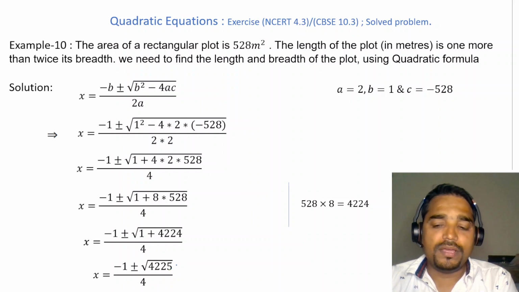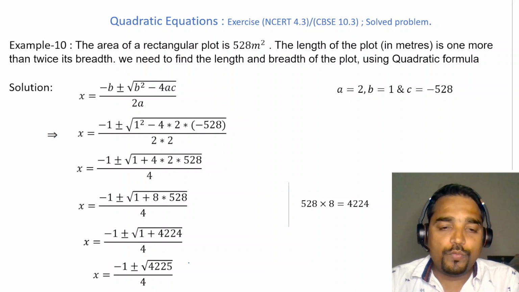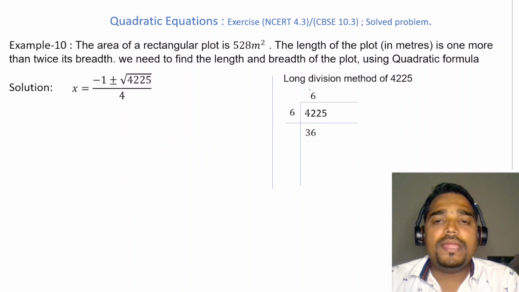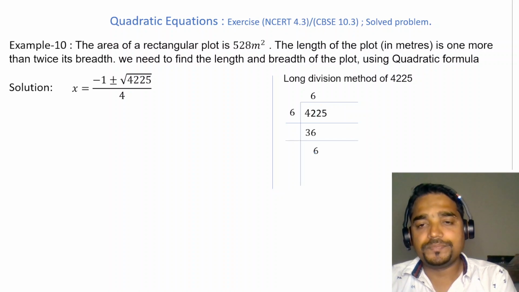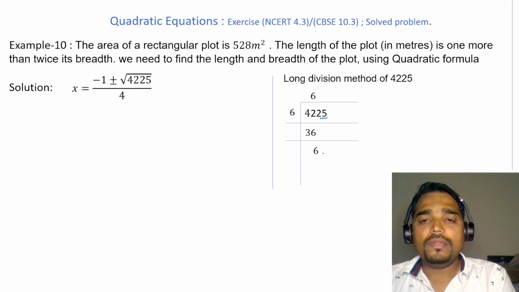Since 4225 is a bigger number, we will have to find the square root of 4225. In order to do that, let's find out the square root of 4225 by the long division method. By taking the long division method, first two digits have to be taken. So here 42. The nearest possible number is 6, 6 6s are 36. 42 minus 36 would be 6. Now take these two numbers 25 down. So I've got 625 and 6 plus 6 is 12.